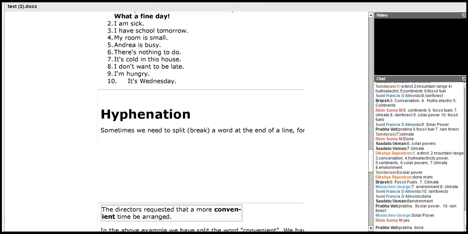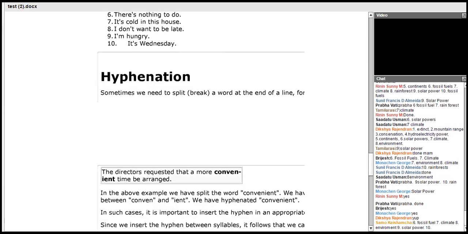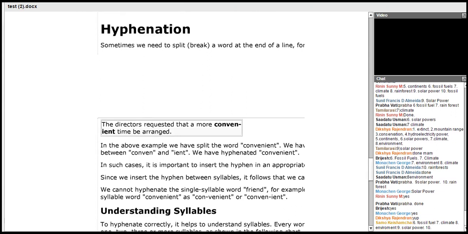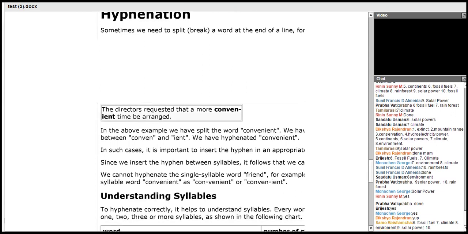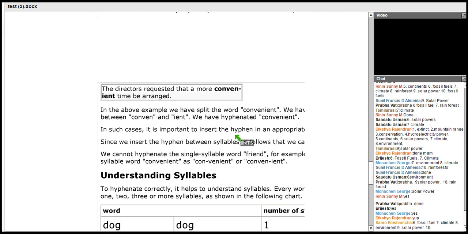Hyphenation. Sometimes we need to split, to break a word at the end of a line. In the above example, we have split the word convenient. We have hyphenated convenient, right? In such cases, how do you know where to put the hyphen? It is important to insert the hyphen in an appropriate way.